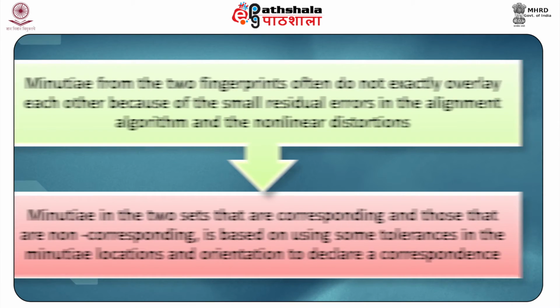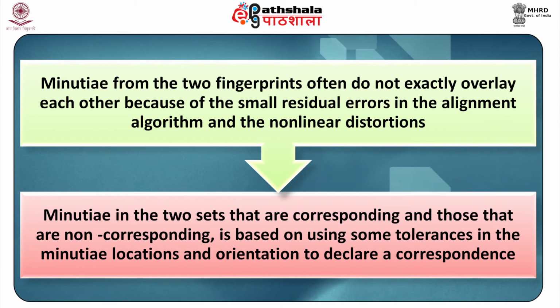The alignment algorithm should be able to correctly align the two fingerprint minutiae sets such that the corresponding or matching minutiae correspond well with each other after the alignment. Certain alignment algorithms also take into account the variability caused by non-linear distortion. Once an alignment has been established, the minutiae from the two fingerprints often do not exactly overlay each other because of the small residual errors in the alignment algorithm and the nonlinear distortions.